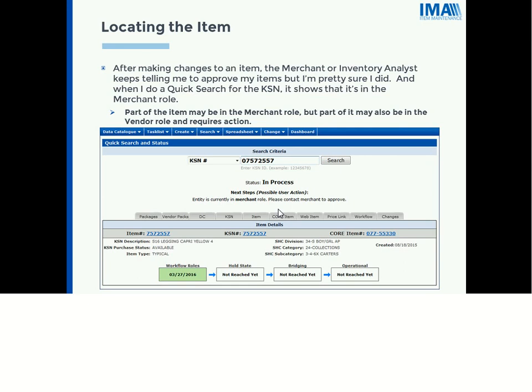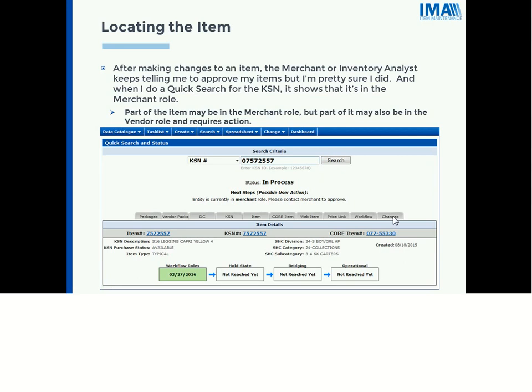The quick search screen can only tell a single row that an item is currently located in. It can't really give you a full picture of your item. It's just a snapshot of it. So this is another example where, if there's some confusion where your merchant's telling you need to approve something and the quick search is telling you it's not in your role, I would encourage you to click the Changes tab.